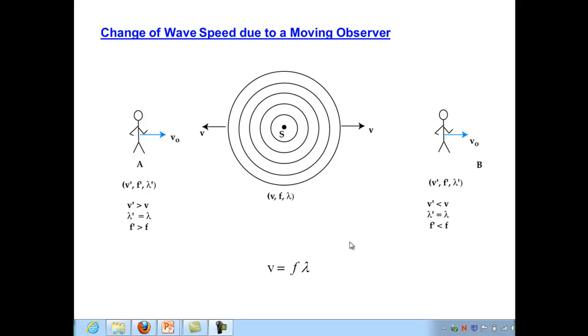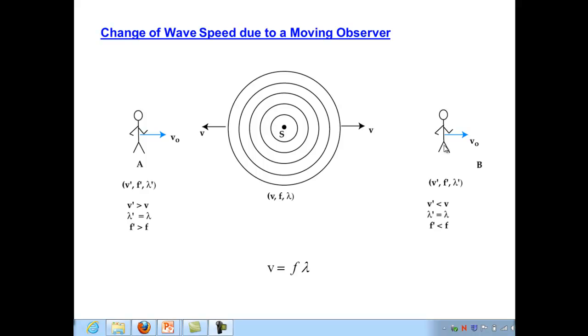So what that video clip showed us was that for observer A moving toward the source, the wave velocity increases. So V prime is greater than what V is if the observer is not moving. The wavelength stays the same, but therefore the frequency increases, because if the velocity is going up and the wavelength stays the same, then the frequency must go up, according to our equation V equals f lambda.